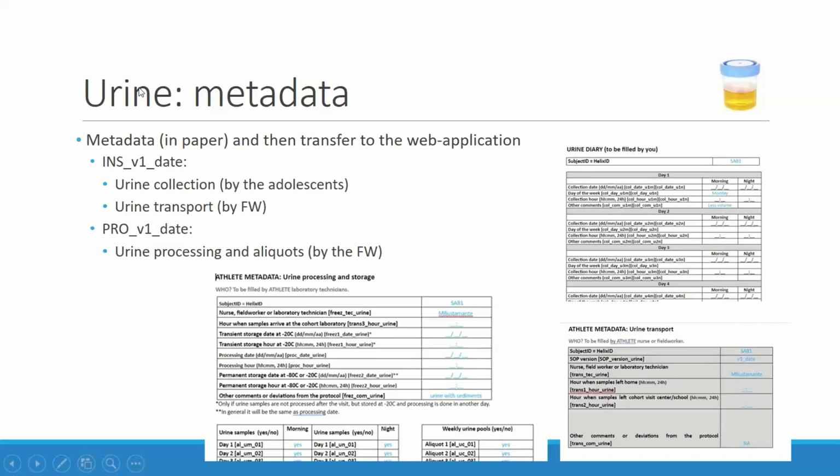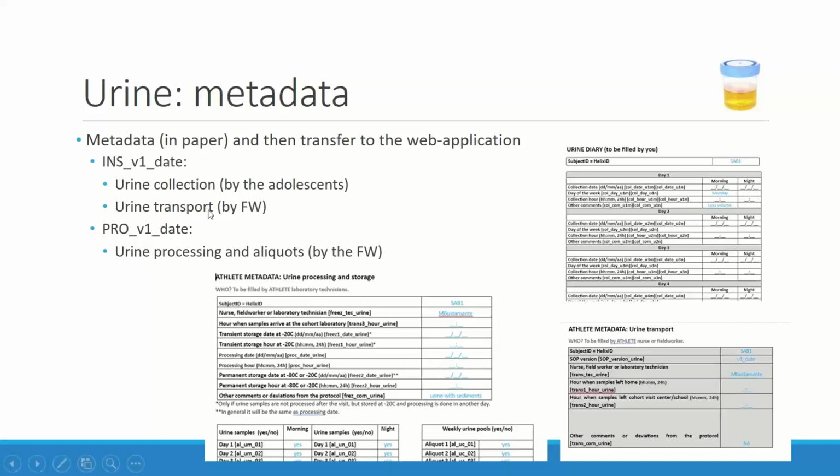Okay, so regarding the metadata, we have split this information in two files. One is called instructions, that is the file that is given to the adolescent. And in that file, we have included some questions related to the urine collection, which have to be filled by the adolescent. These are the questions here. So the type of question is the day when the sample is collected, the hour, if there's any problem, etc. And then in the same document, we have a questionnaire about the transport. So at which hour the sample left home, when the sample arrived at the cohort, if it was stored at -20, etc.